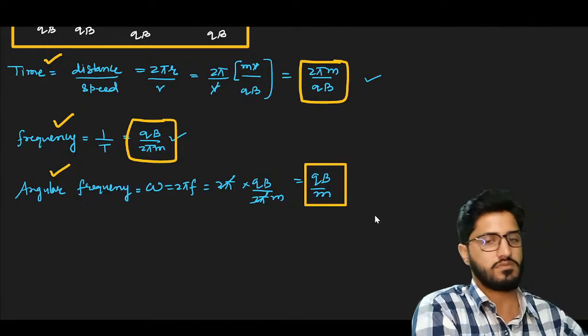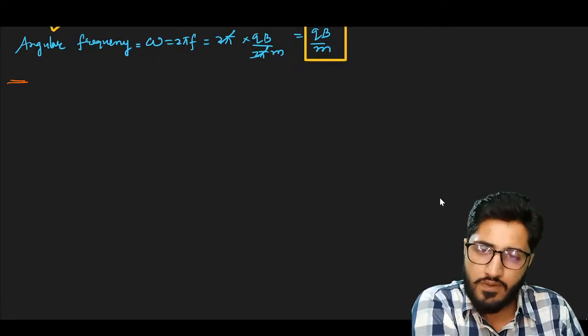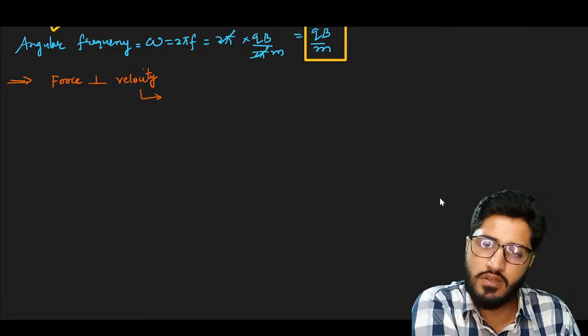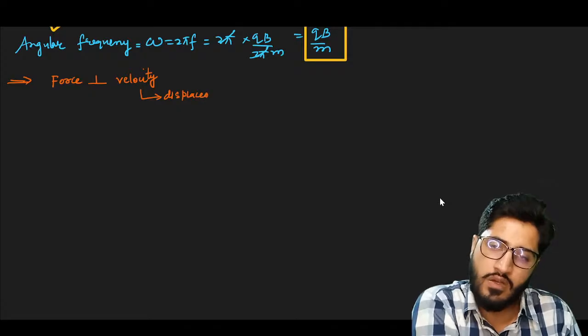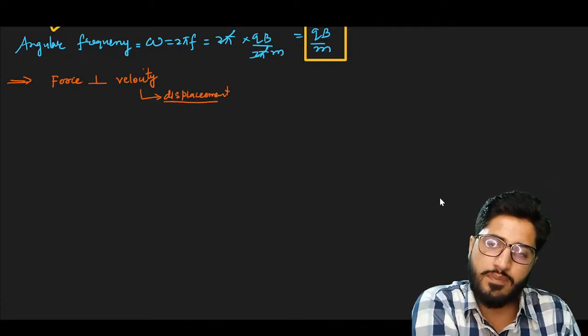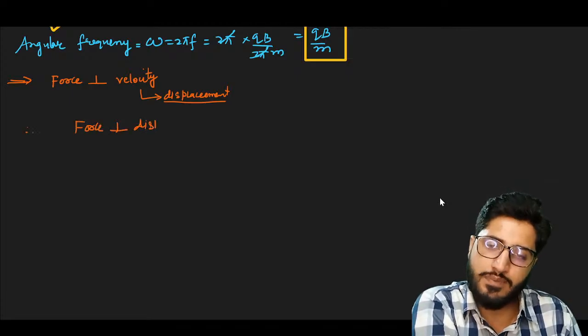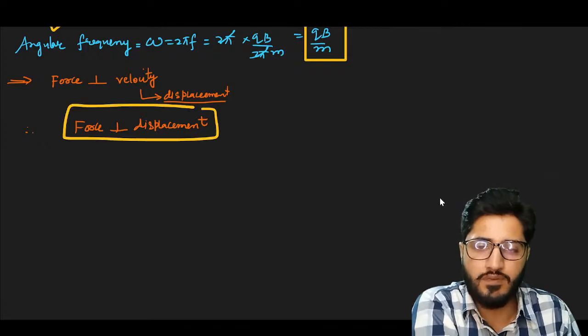Okay, now one more thing. We know that my force is perpendicular to velocity, and velocity is related to displacement. Clear? Velocity is related to displacement. So therefore I can write my force is perpendicular to displacement.